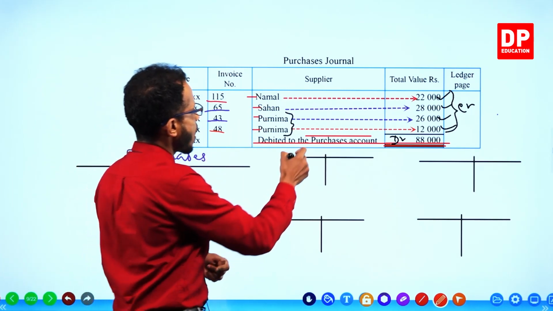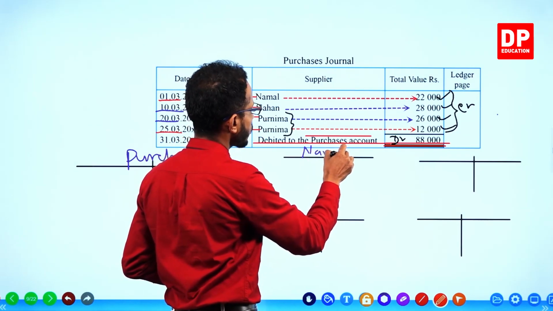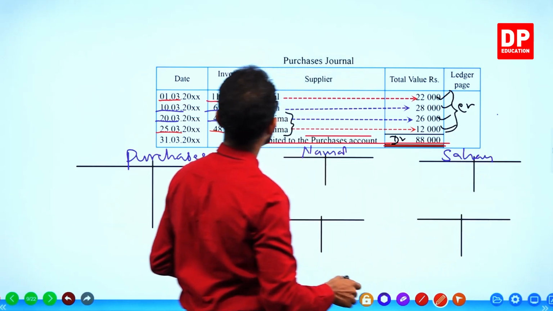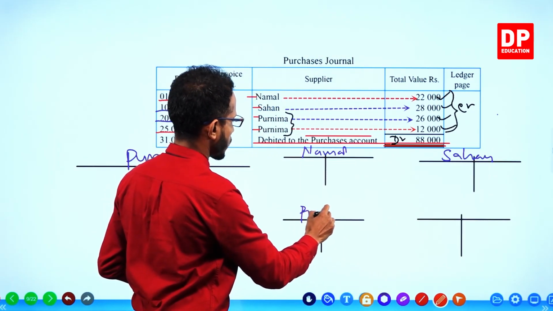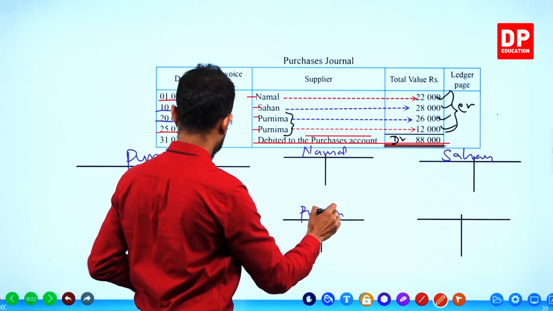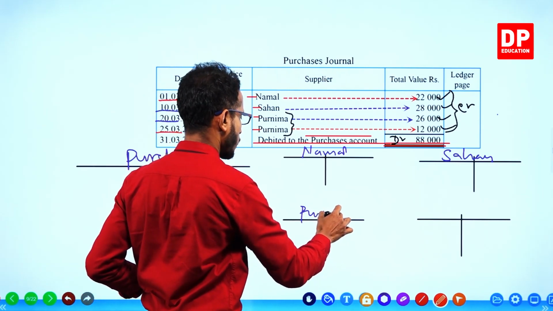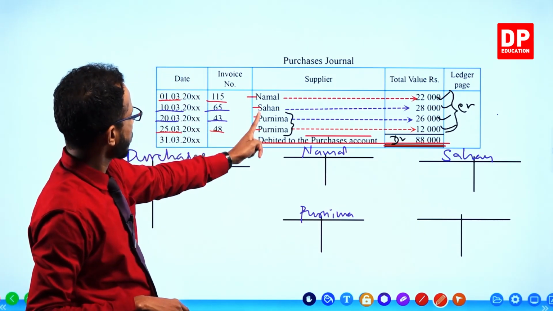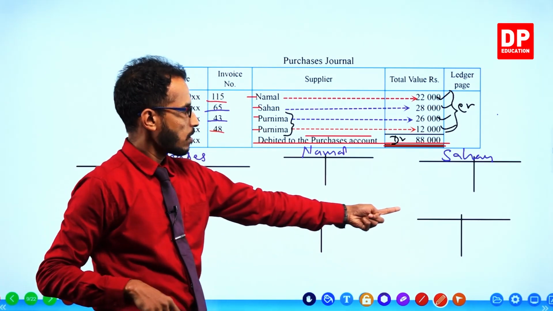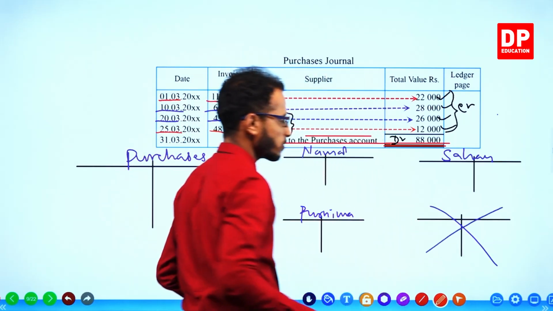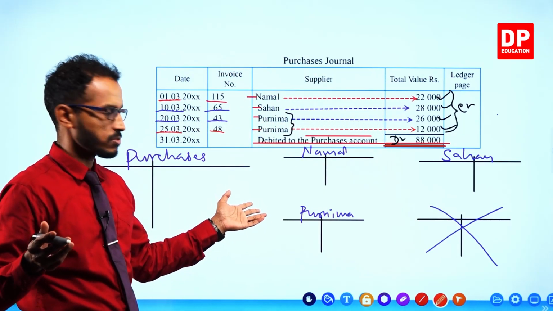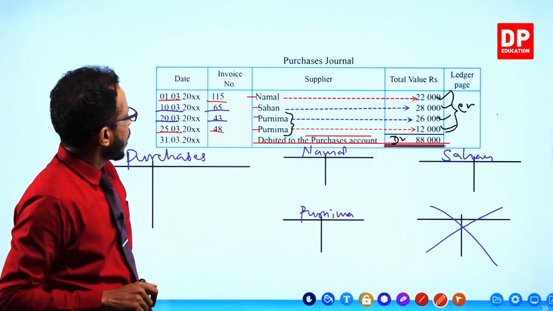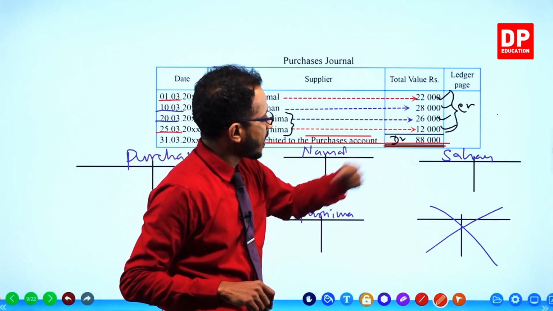And I need Namal, then Sahan, then Purnima. Oh, no need of another account. Purnima is the same person, two transactions from the same supplier. Okay. Debited to the purchase account 88,000.